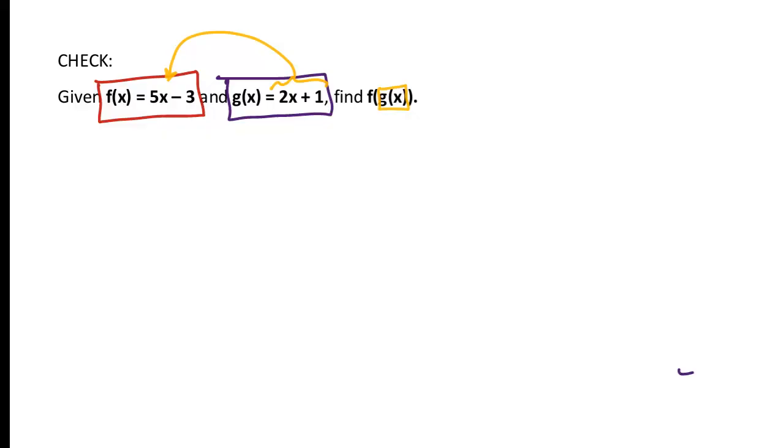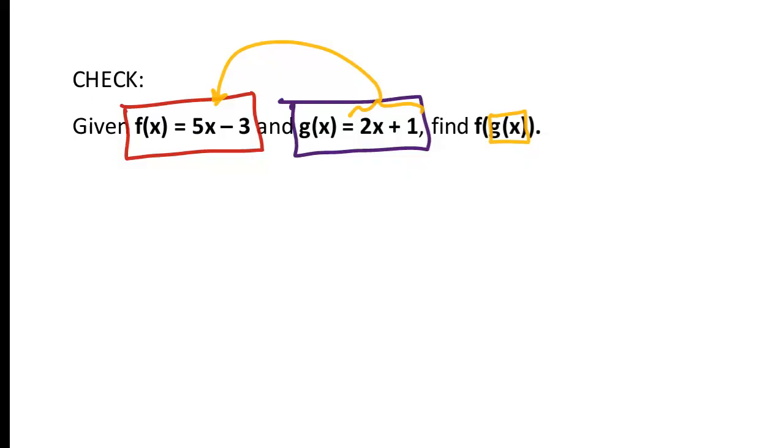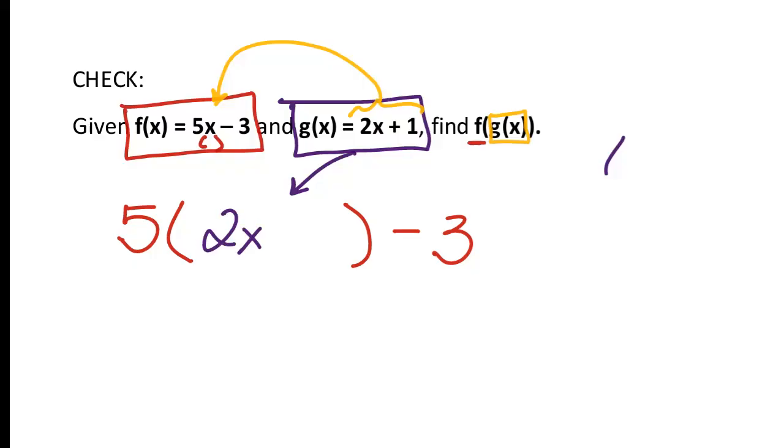All right. Let's see how you did. So g of x is closest, or g is closest to the x. So that means I am going to start with the very first one, and I am going to rewrite that. But instead of the x, I'm going to put a set of parentheses. So 5 times parentheses minus 3. Now I am going to substitute g of x, that whole thing, in for the set of parentheses. So that is 2x plus 1.